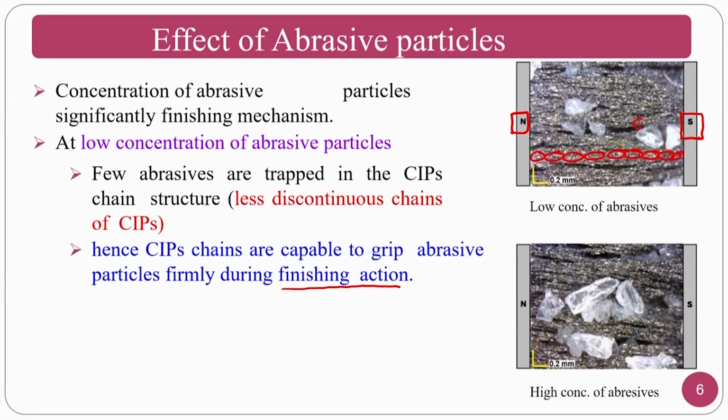So if this is the chain that is forming, what will happen? The chains are trapped with abrasive particles. These abrasive particles will get the assistance from the CIP particles to finish. That is how the finishing action will take place in the MR finishing process.